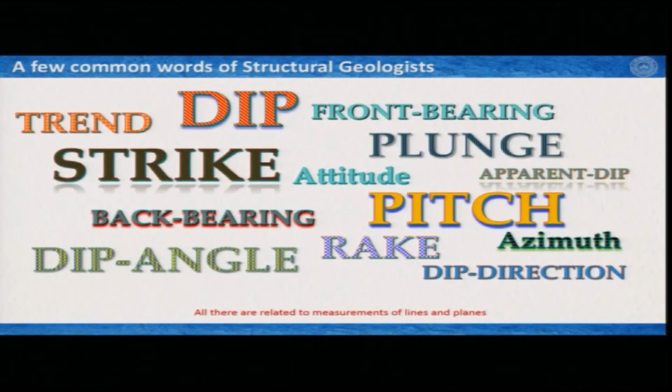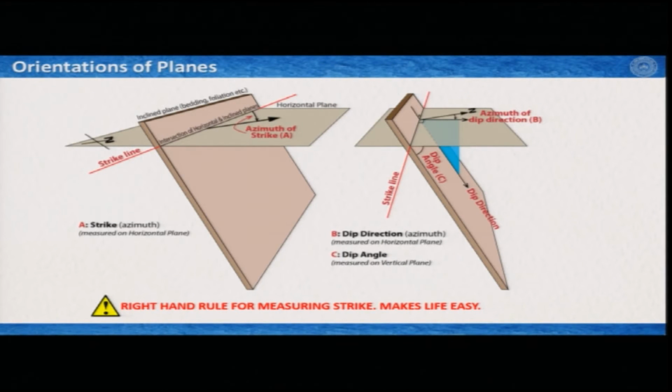So, based on this background, the structural geologists have their own vocabulary, and these vocabularies consider all these terms. For example, trend, strike, plunge, pitch, back bearing, front bearing, dip angle, and so on. Now, what are these, how to present them in the map, and how to measure them in the field is something that we need to learn. So, first, how to measure the orientation of planes, or how to represent the orientation of a plane.